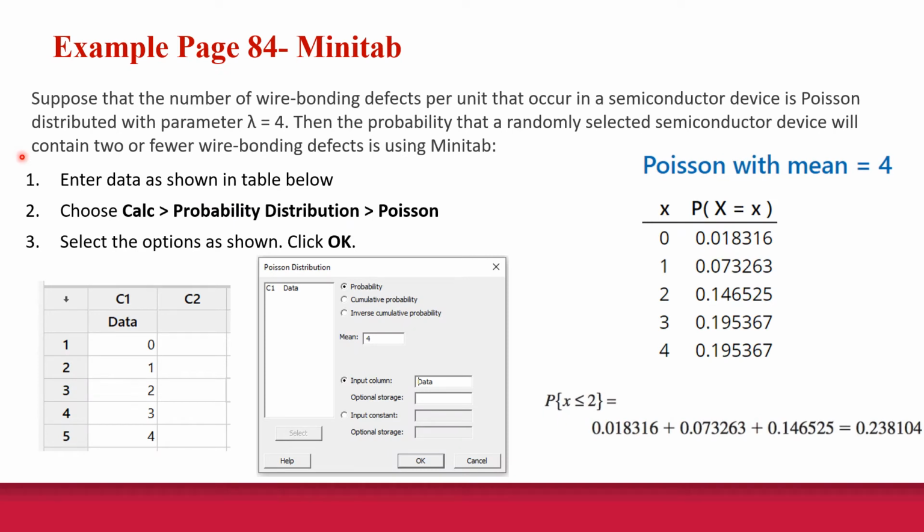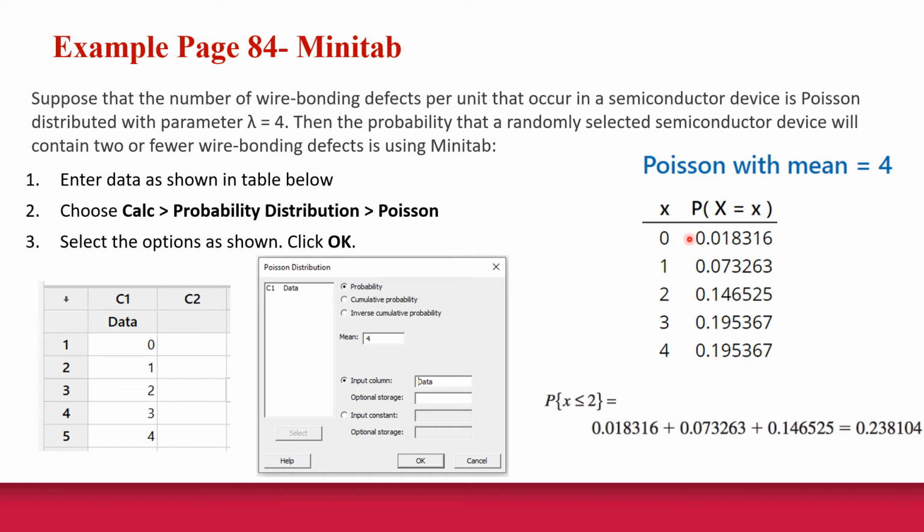Of course, Minitab will do this calculation for us. What I did is I went into Minitab and entered, in the first column, the data, 0 through 4. If you go to Calc, Probability Distributions, Poisson, it brings up the window here. You can enter the mean, which is the lambda value, 4. And you input the input column, which is my data. Click OK, and you get the following values.